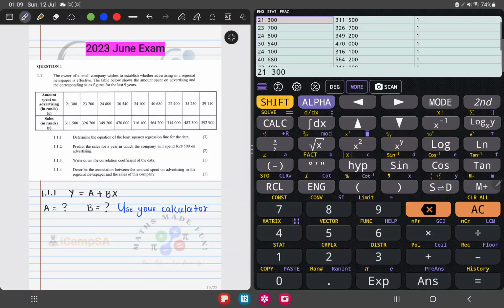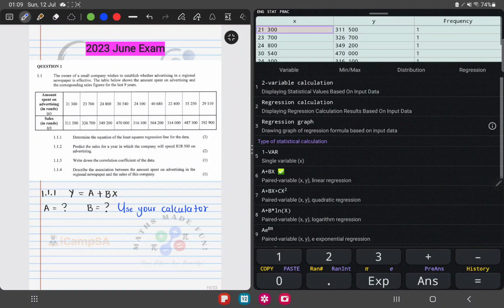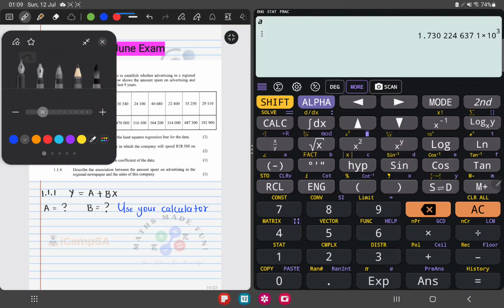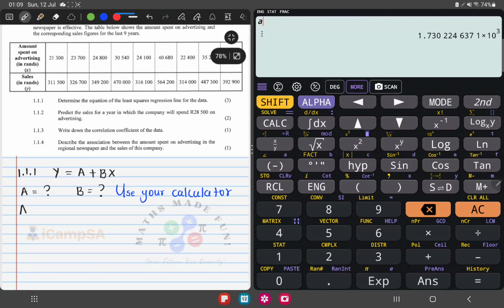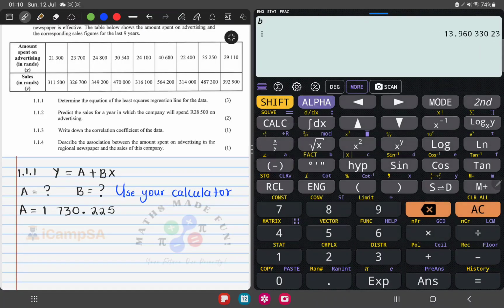So I'm done writing up our data, guys, in our table. So we can go and read up our values for A and B. If you look carefully for A, we're getting that. So for the value of A, we are going to have 1,730.225. Then let's go for B, shift 1, then we go for B. And if you look carefully, for B, we are going to have 13.960.